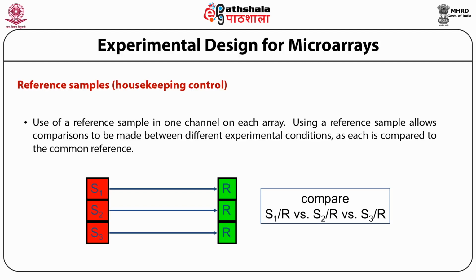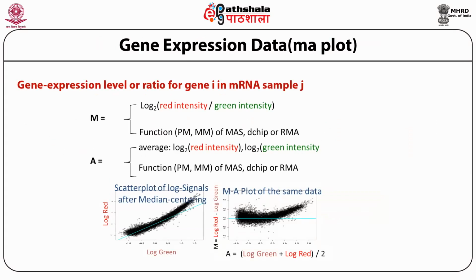We are taking the individual samples and going to normalize them with their own references. That forms the benchmark for the normalization, as in control. Now this is the gene expression data plot, also sometimes called the MA plot. The gene expression level is the ratio of the gene which has been expressed in a particular RNA or mRNA sample. So we are going to compute what we call the M, which is essentially the log2 fold of the red intensity by the green intensity.